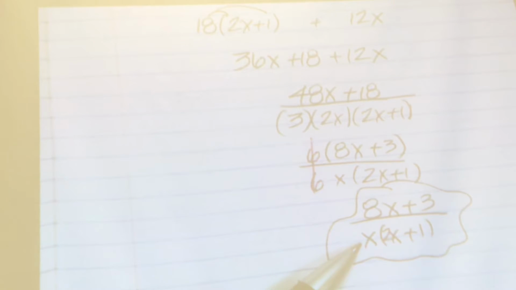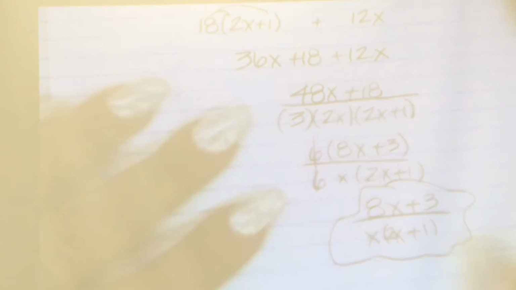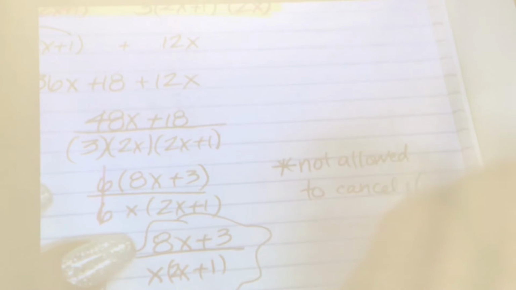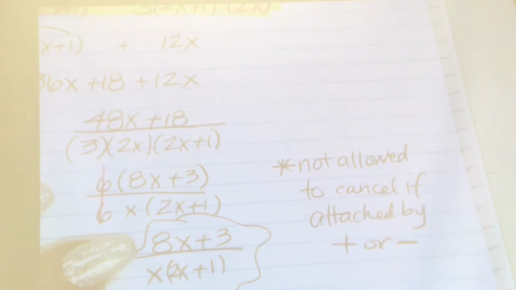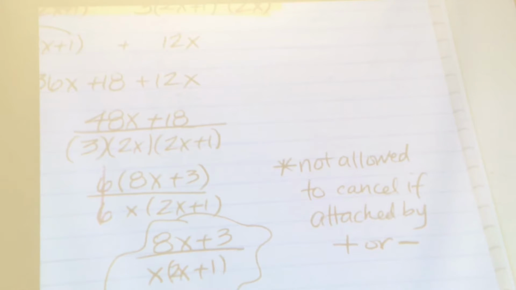Questions on how to simplify? All right, make yourself a note here. You're not allowed to cancel if attached by a plus or minus. You can't cancel numbers that are attached inside of a binomial. You can't do that.